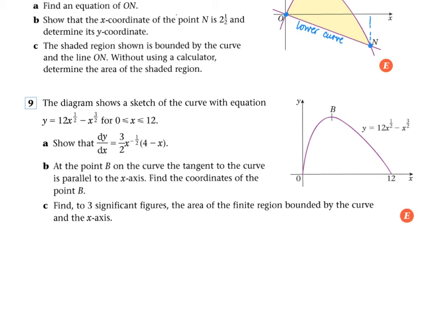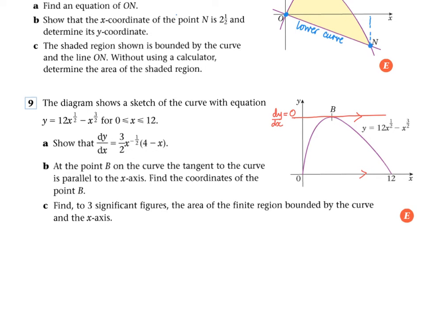And at the point B on the curve, the tangent to the curve is parallel to the x-axis. So that should actually tell you, if it's parallel to the x-axis, that B is actually a maximum turning point. If it's parallel to the x-axis, then this tells me that dy by dx is actually equal to 0. So I'm taking out some of the information from the question then. So we can find out the coordinates there.